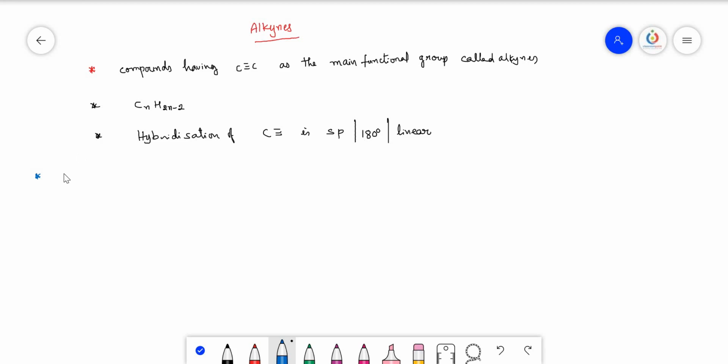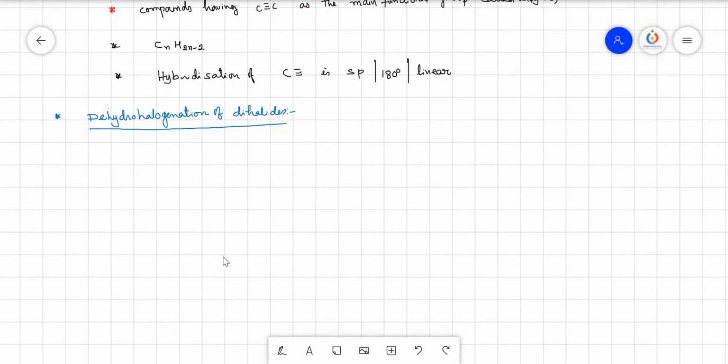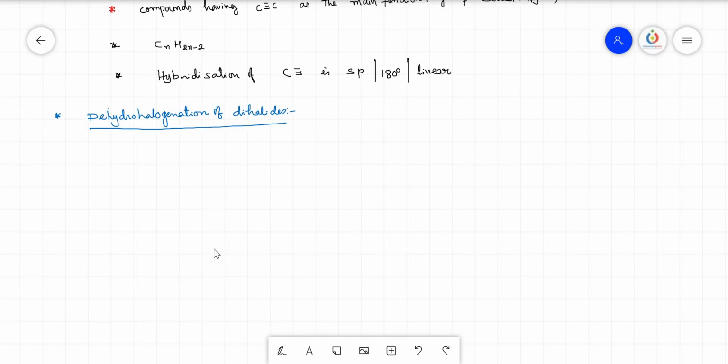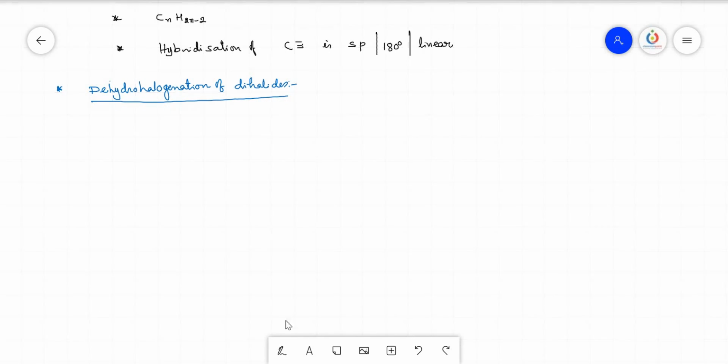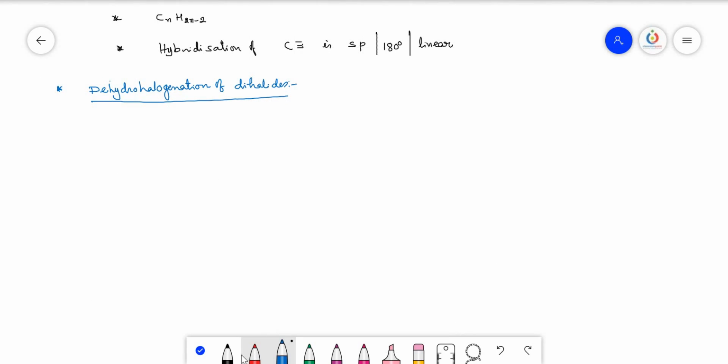So first of all, it is from the dehydrohalogenation of dihalides. So these dihalides may be vicinal dihalides or gem dihalides. Vicinal dihalides means halogen atoms are present on the adjacent carbon atoms, and geminal means the same carbon atom. So let us take vicinal dihalides initially.